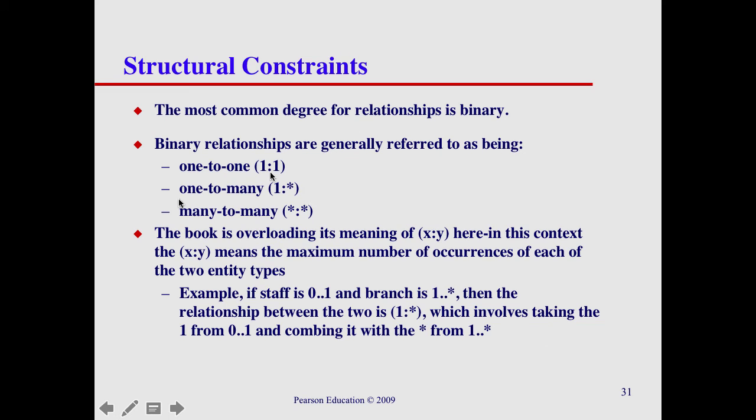Okay, so we have one-to-one. So an example of one-to-one is staff manages branch, because both sides of that relationship has a maximum of one. One-to-many, the example was a branch employs many staff, and many-to-many, such as students enrolled in courses. There can be many students in one course, and a student can enroll in multiple courses.